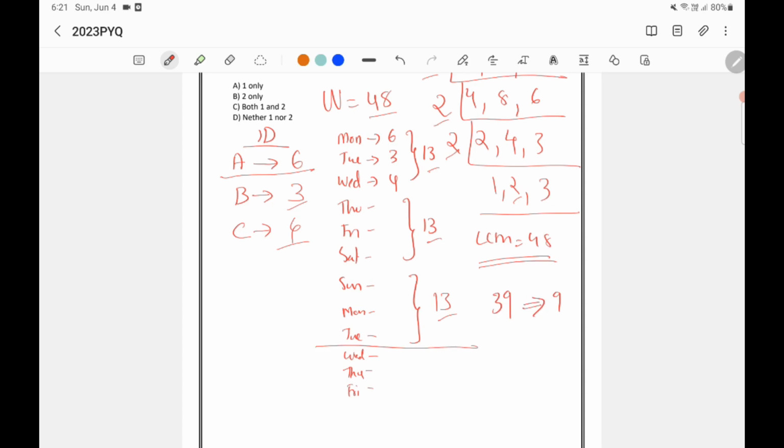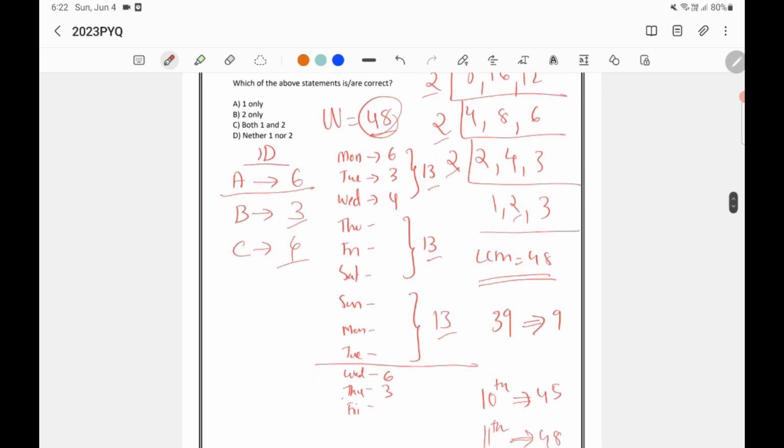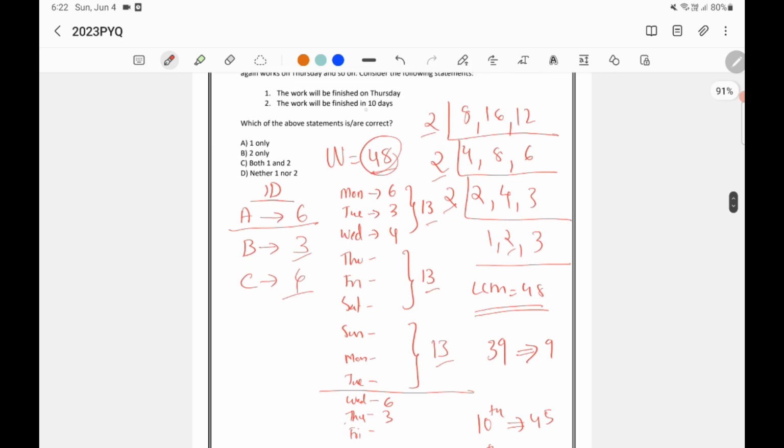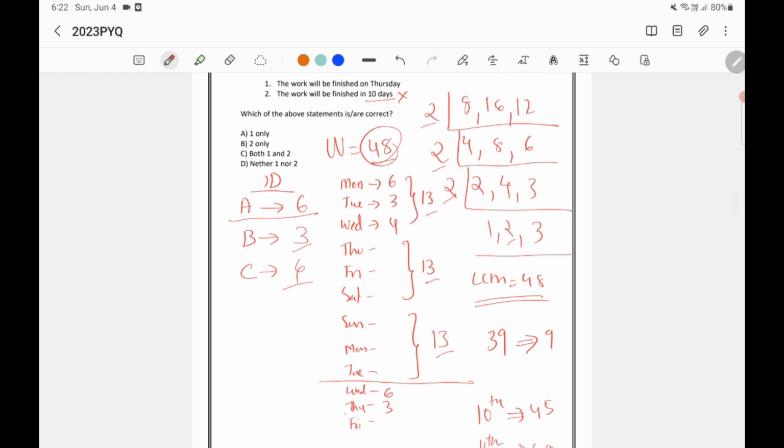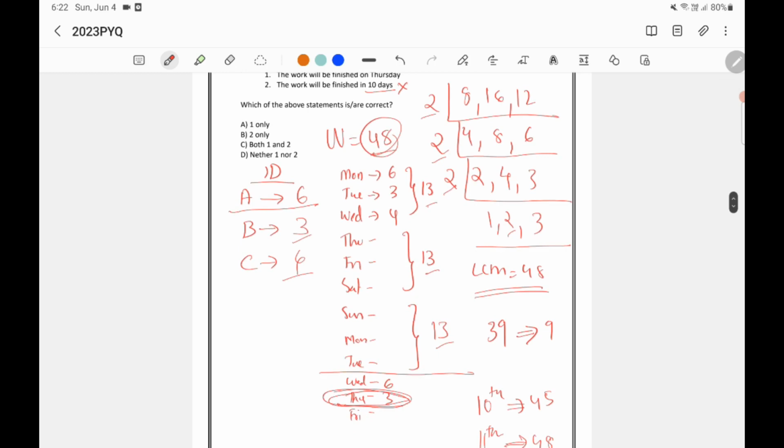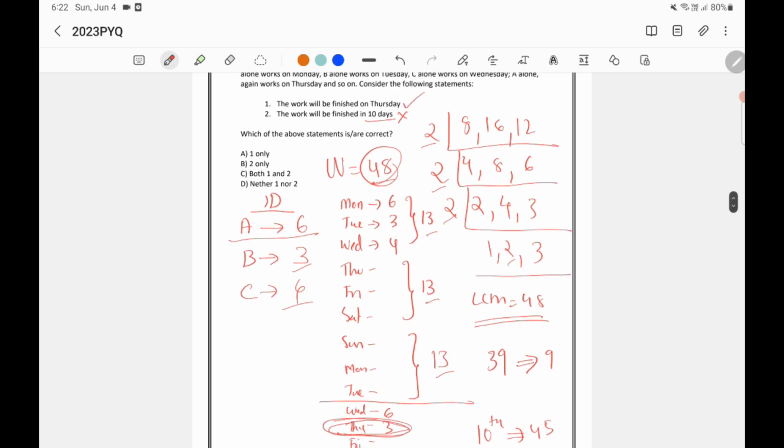Now after this, A is going to work again. So A will do 6 work, so on the 10th day, 45 work is completed. Total work is actually 48. On the 11th day, B is going to work, so B will complete 3 work. 45 plus 3 is 48. So on the 11th day, 48 work is completed. The work will take 11 days to finish. Here it says it will be finished in 10 days, so this is wrong. It is completing on a Thursday, correct? So the first statement is correct, and 1 only is the right answer.